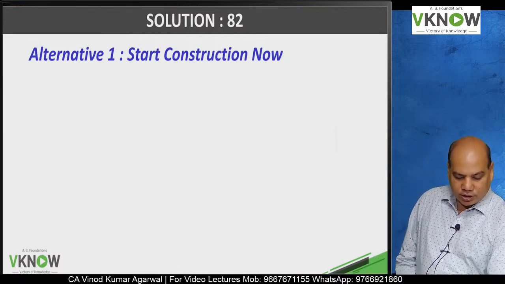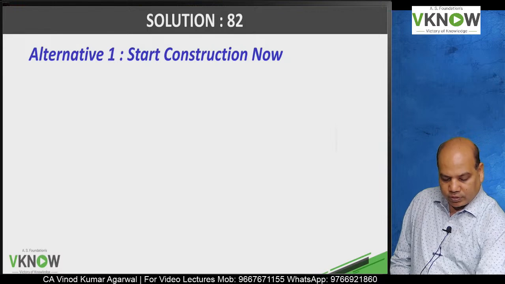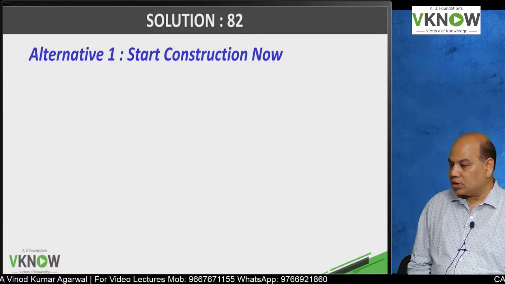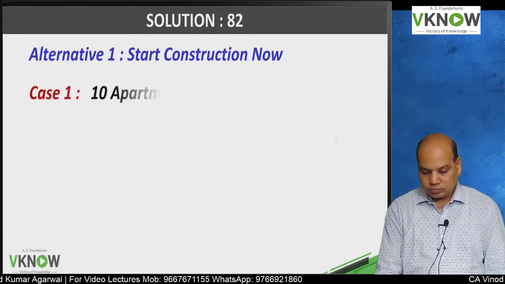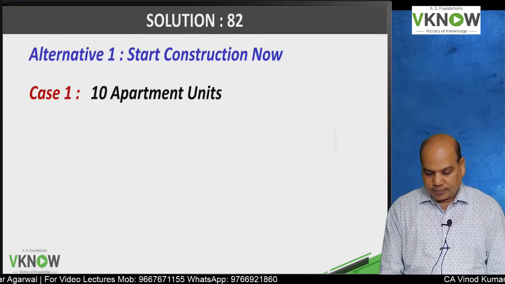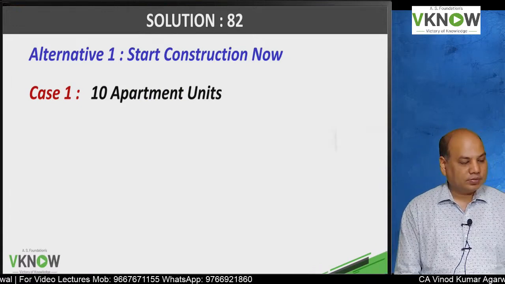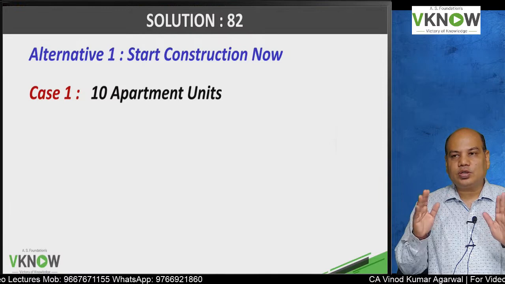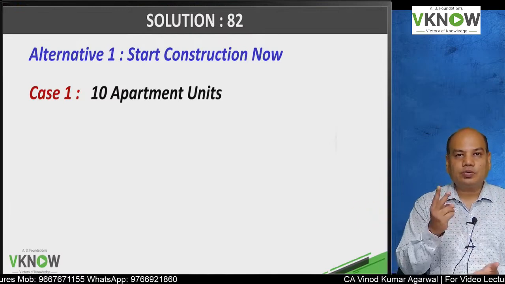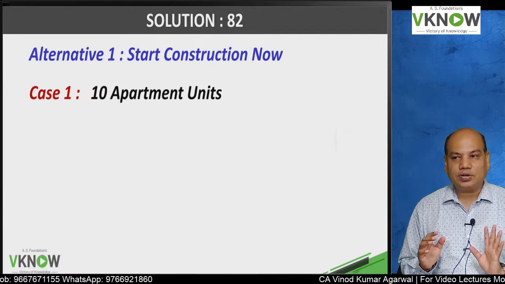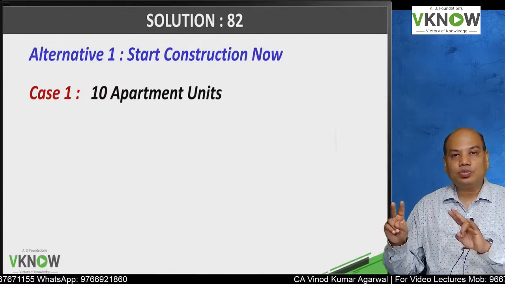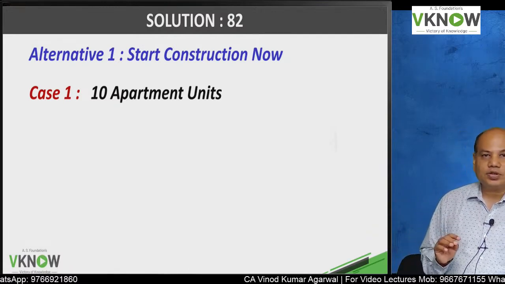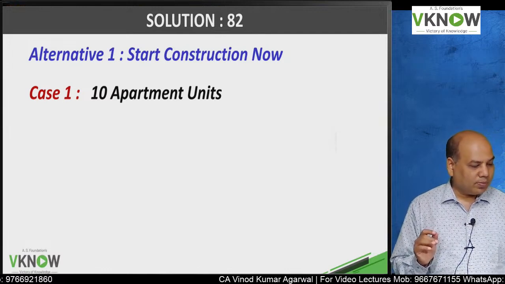Everybody is ready? First write down alternative 1. Alternative 1, start construction now. Under that write down, and again we have two choices here. So there are broadly two choices, now or later. Under now also we have two choices, 10 flats, 15 flats. Later also we have two choices, 10 flats, 15 flats. So I have to write total 6 answers first and compute the profitability.